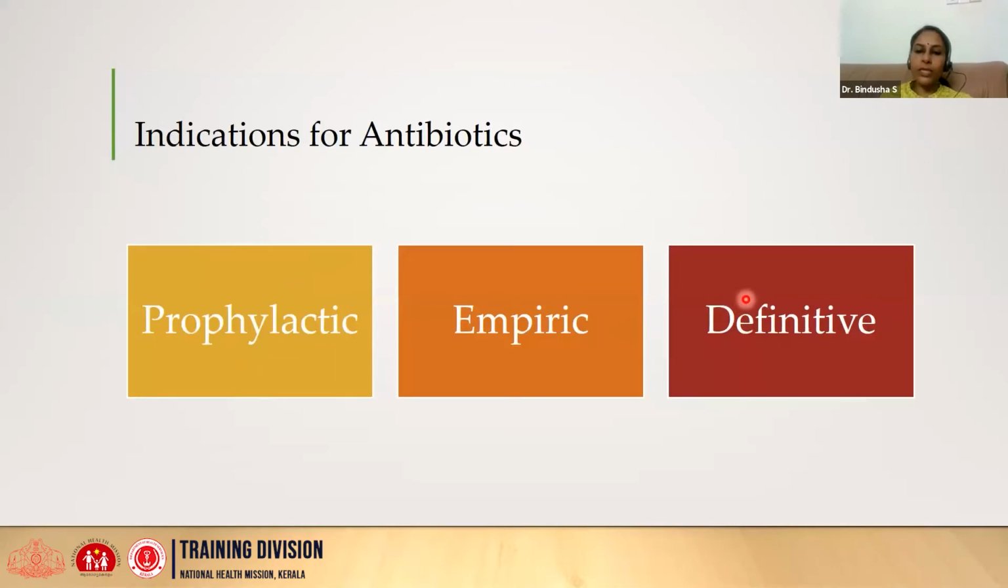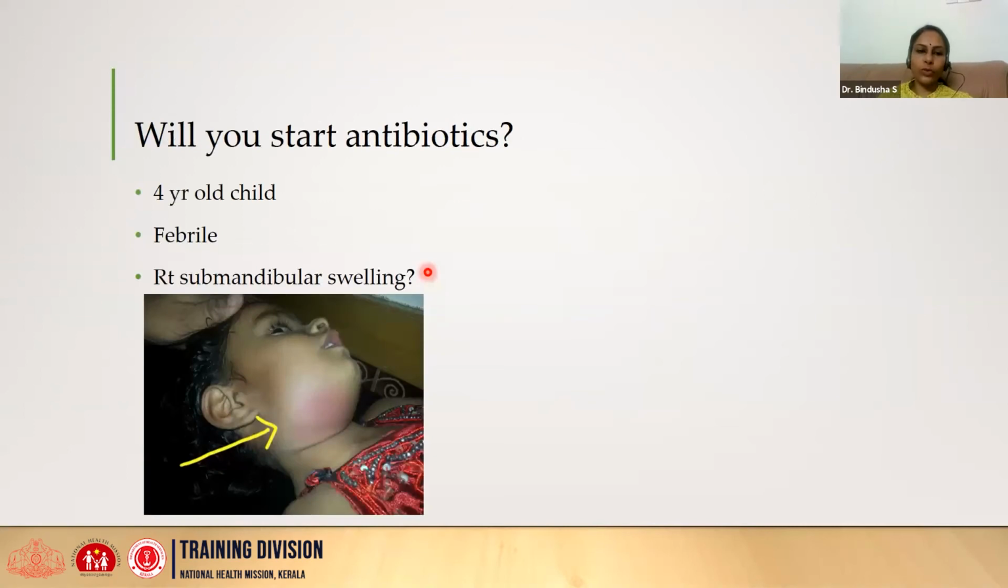But in most of the cases, we will not be able to wait for a culture result to start an antibiotic. So here we will start an empiric antibiotic treatment. That is the most common type of antibiotic use in children. We will go through a few clinical scenarios and see whether antibiotics are really indicated or not, and what the indications are for starting empiric antibiotic in children. So this is the first child.